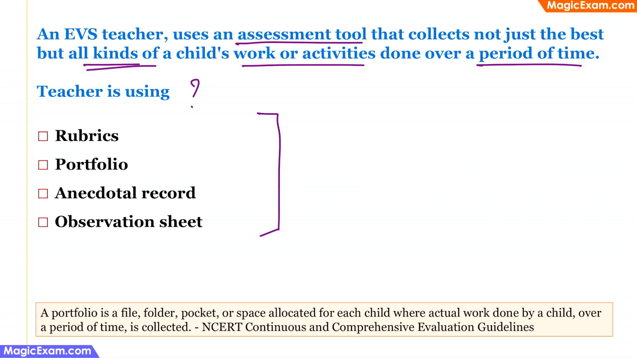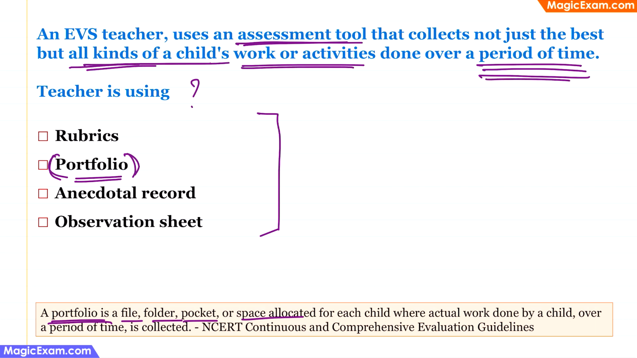Now, coming to the specific question, a portfolio is essentially a file or a folder or a packet or a space in an almirah or a rack, right, where the child's entire activities for the period of time, it might be a month, it might be half yearly, or it might be the complete year. So all the activities and all the worksheets, all the drawings, all the assignments, essays, everything is stored in one place. So that by looking at the portfolio, any person can understand what the child has learnt over the entire period of time. If it is at the end of the year, then by looking at the portfolio, you can get a good understanding of what the child has actually done in school over the entire year. Therefore, a portfolio is the assessment tool that collects all kinds of the child's works or activities over a period of time. So this is the correct answer.